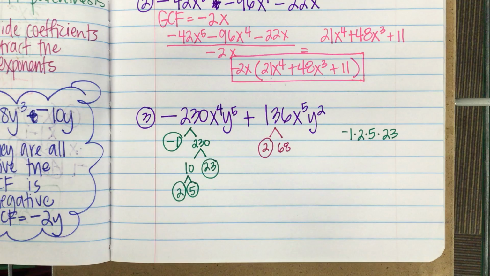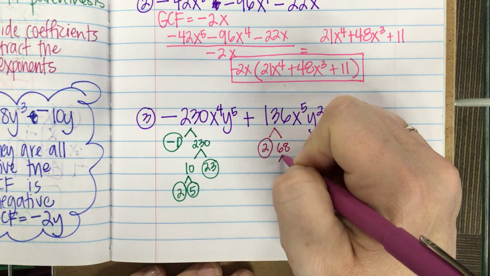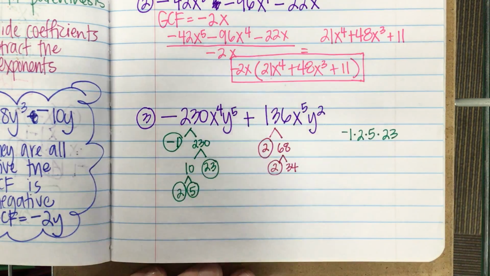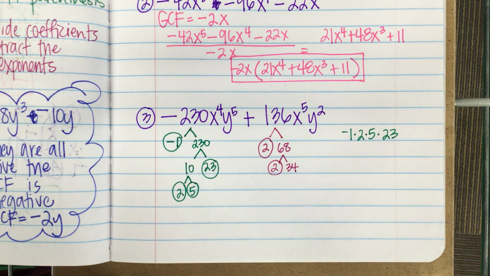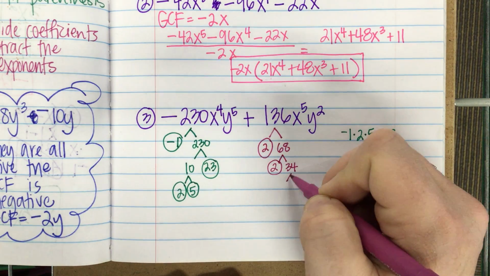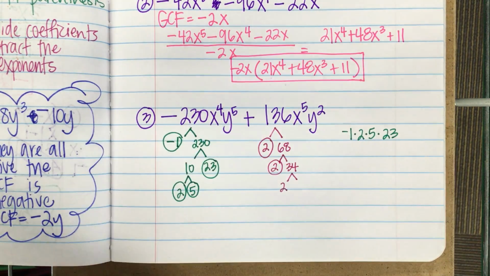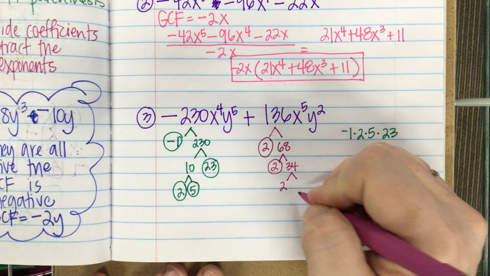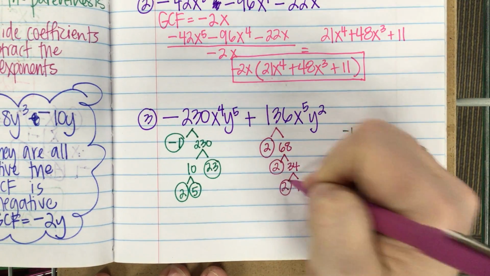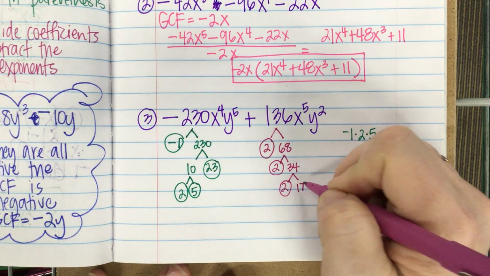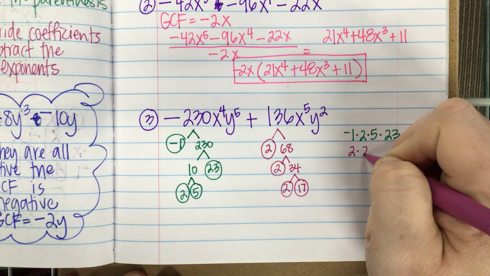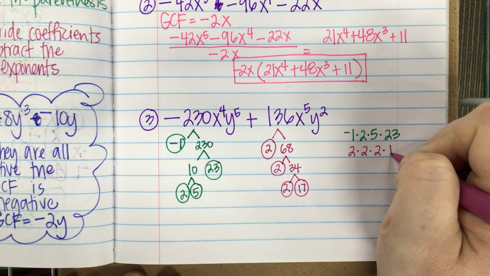What times what? 2 and 34. 2 is prime. What do you know about 34? Can we divide it again by 2 because it's even? 34 divided by 2 is 17. 2 is prime. So is 17. So let's write down my factors of 136. 2 times 2 times 2 times 17.